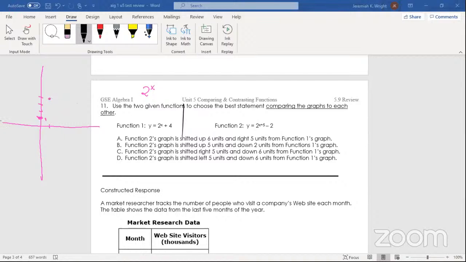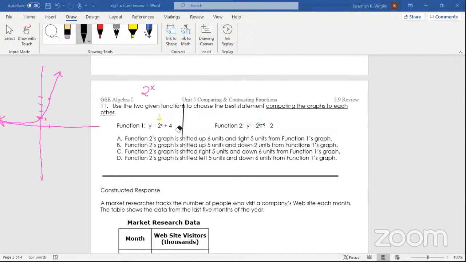Remember with exponential functions, we have what's called an asymptote. Our asymptote in this case is going to be x equals 0. So this is going to be our starting function. And then from there, we'll graph both of these because they both have 2^x in them, and we'll see how they look a little different.